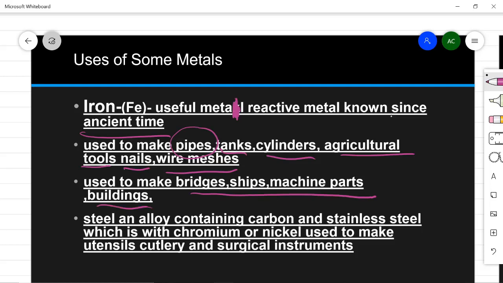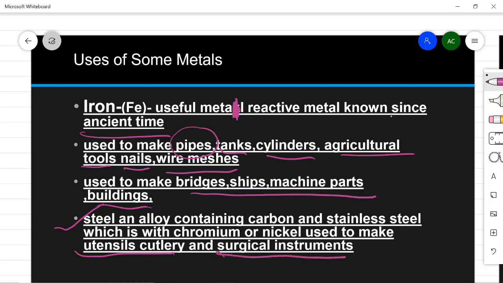And steel is an alloy. When iron is mixed with some amount of chromium or nickel, it makes an alloy known as steel, and this steel is used to make cutlery. Cutlery means knives, forks, spoons and all the things you use to eat food and cut food.